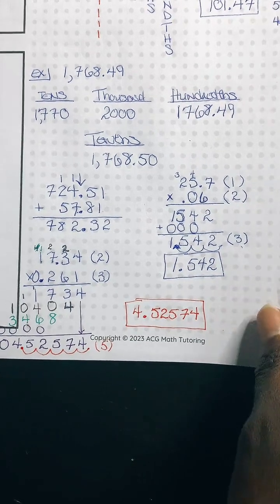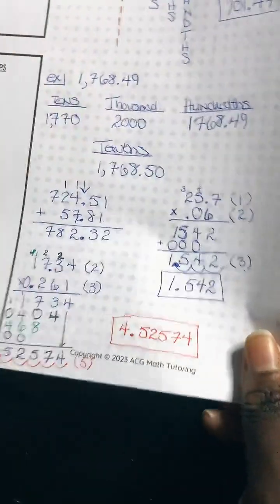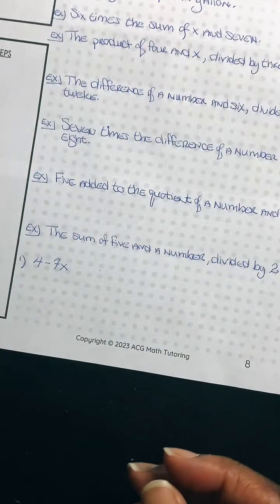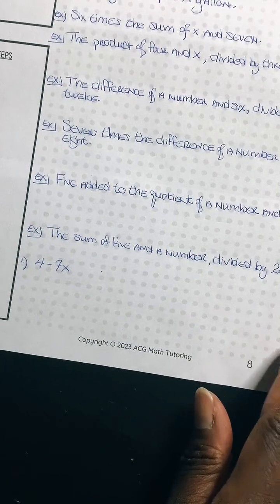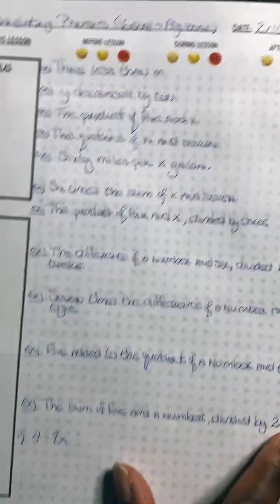All right. So, done with decimals. Now we're getting to the piece de resistance. Word problems.